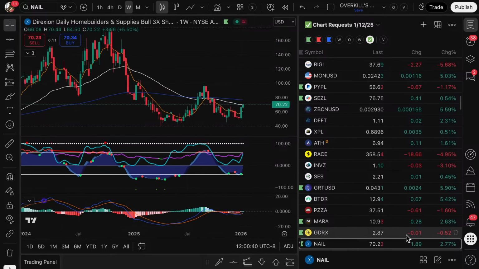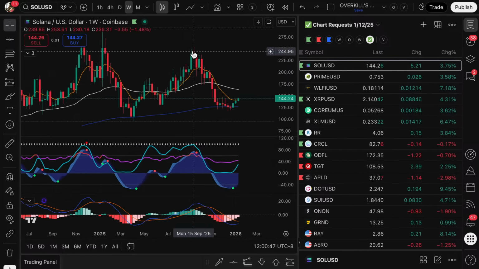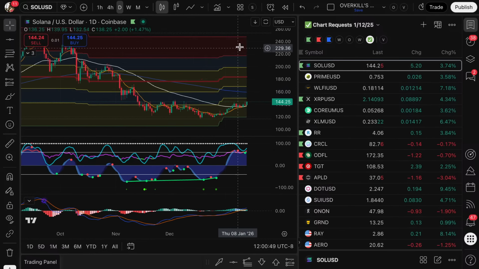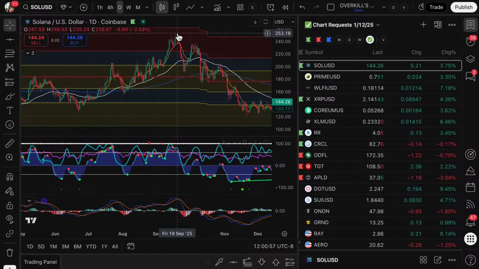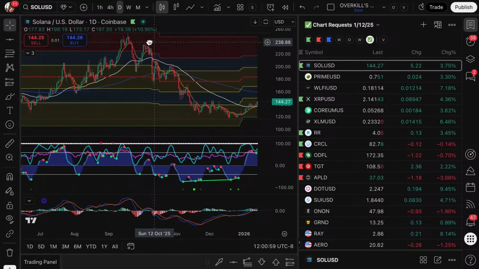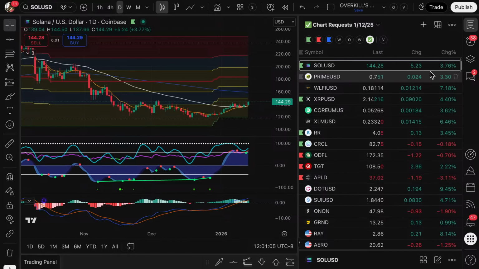I think home builders are going to do very good here going into 2026. And Nail was on the list as well. But Solana looking good, pointing straight up. Red zone's all the way up here at 220 to 240. Again, that's our sell target. That's our first target that we get. We should have been selling Solana back here in September at 250. It sold off from 250 all the way down here to 122. Now we're just being patient, waiting for it to come back up here.